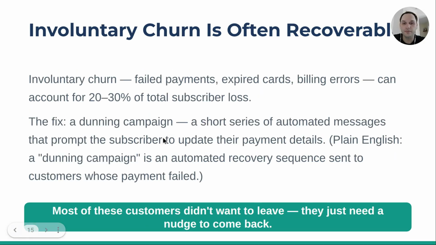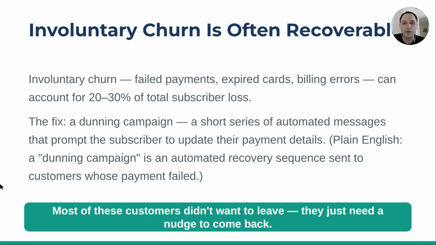A point that gets overlooked in most churn conversations: involuntary churn is real. It's significant, and unlike voluntary churn, it's almost entirely recoverable. When a subscriber's payment fails because a card expired, funds were insufficient, or a billing error occurred, they often churn out of your data as a normal cancellation, when in reality, they didn't decide to go anywhere.